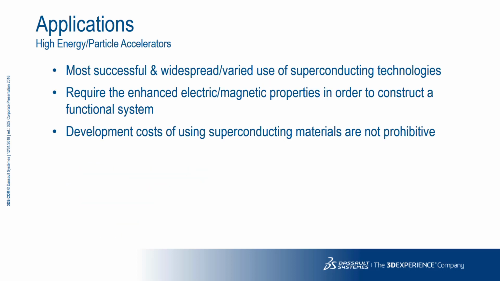The magnets used in high-energy experiments and particle accelerators, which are often one-off physics experiments like the Joint European Torus or ITER, and large particle accelerators like the Large Hadron Collider at CERN, demonstrate the most successful and varied use of superconducting technologies. A driving factor for this is that they require the enhanced magnetic and electric properties in order to construct a functional system, and the development costs of using superconducting materials and the cryogenic systems required are not cost prohibitive. The use of finite element simulation in the design of these systems is essential, as the development cost of creating generations of physical prototypes is prohibitive.